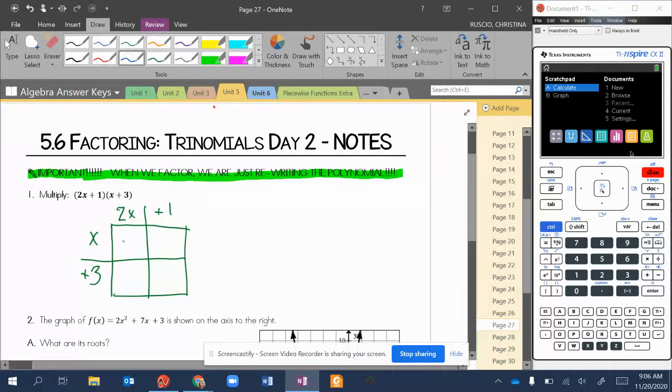And then inside the box, we're just going to multiply each of the two sides. So x and 2x is 2x squared. 3 times 2x is 6x. X times 1 is 1x. And 3 times 1 is 3. I have some like terms. We're going to combine them. 6x and 1x is 7x. So our final answer is 2x squared plus 7x plus 3.